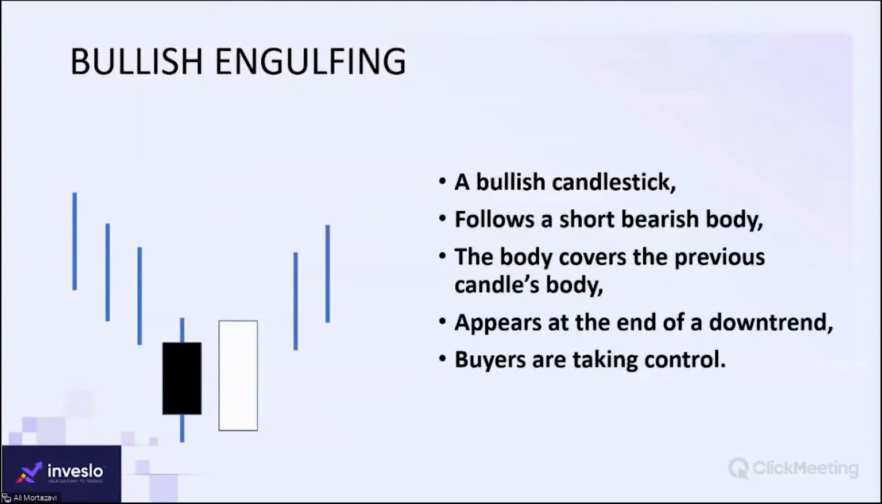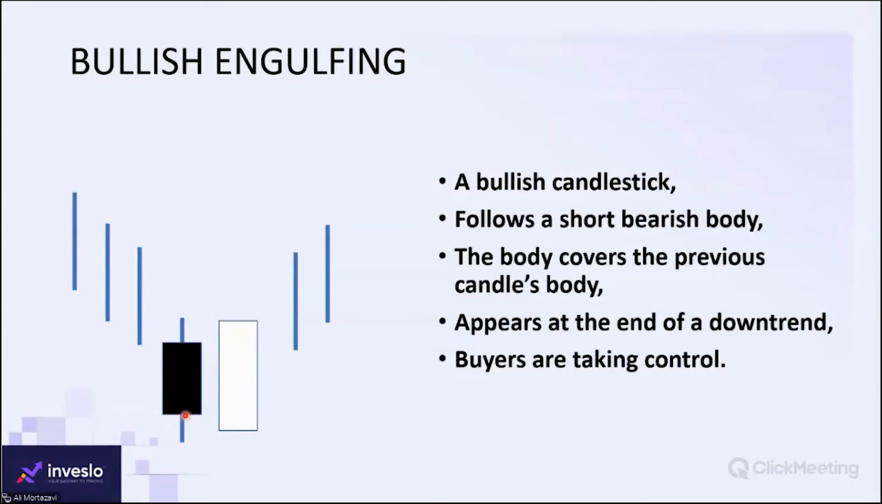After that, we have another stronger bullish reversal pattern. We call it the bullish engulfing, guys. A bullish engulfing pattern consists of two candles. You see, the first one is the black one or the bearish one, and then we have this bullish candle that follows a short bearish body. The important part is that the body covers or engulfs the previous candle's body. Please pay attention that the shadows are not important here.